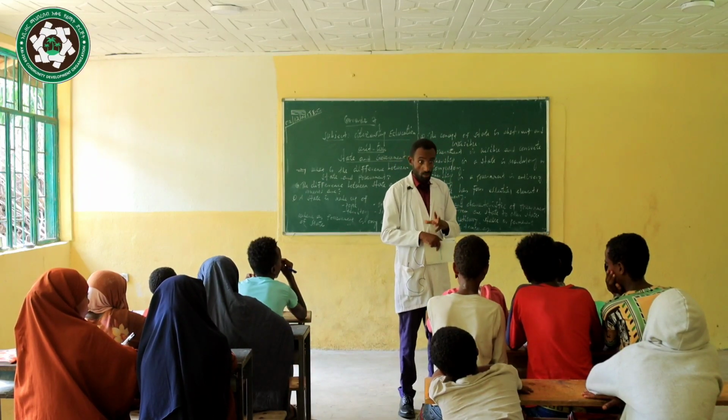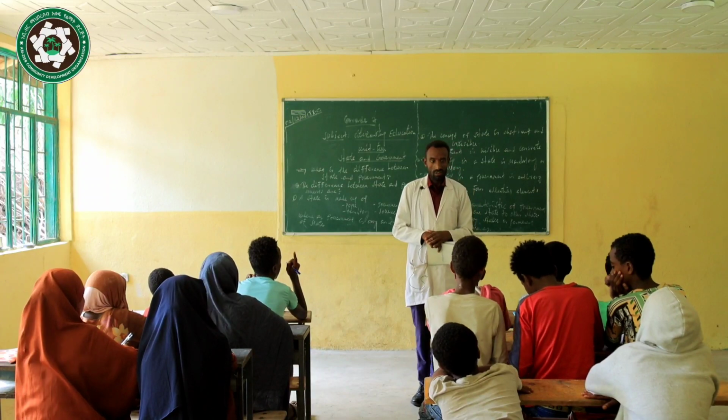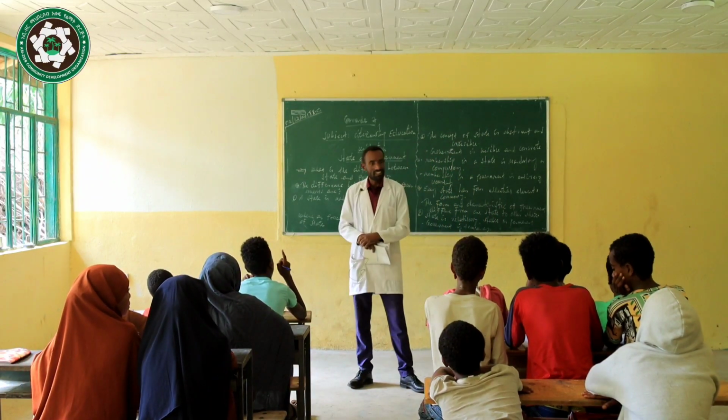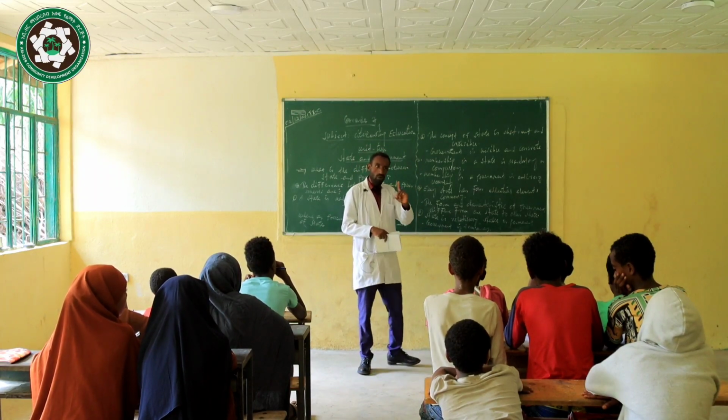Four elements of state. Would you understand the question? Territory. Thank you. Good. Territory is one element of state. A state as a state may contain four elements.